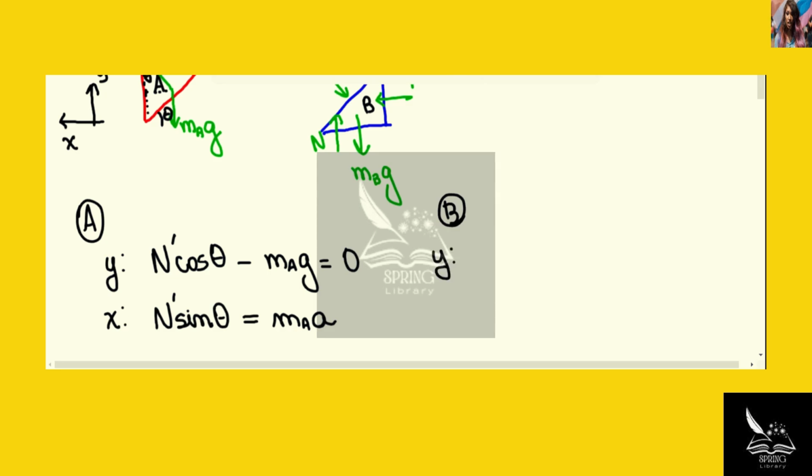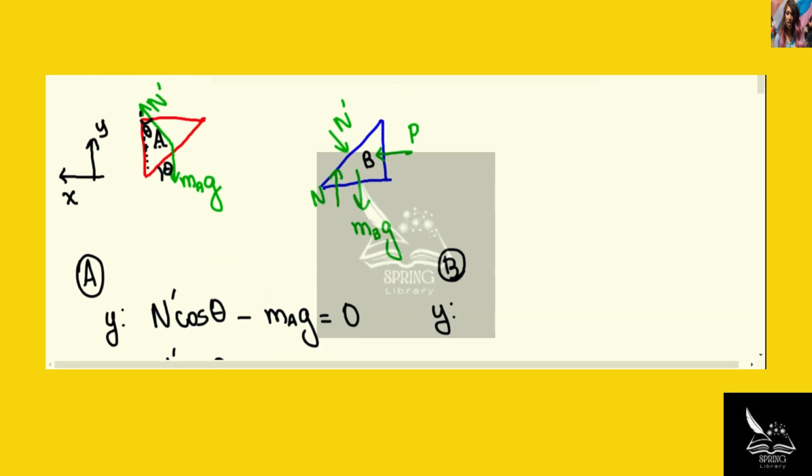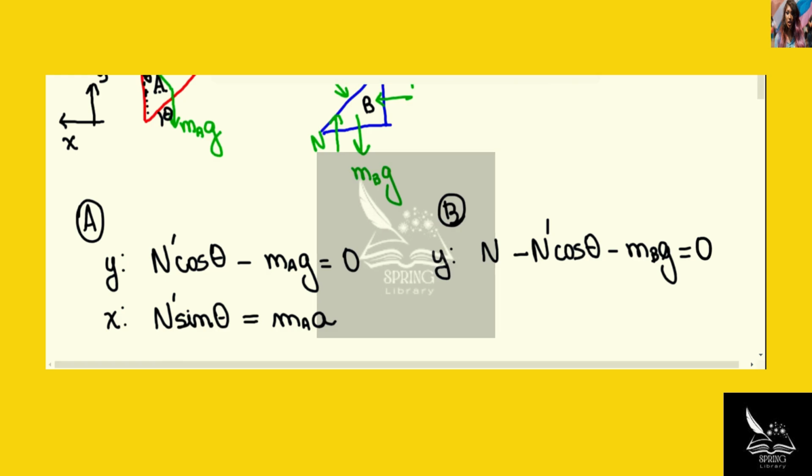For block B, we have in the y direction N acting upwards. Then we have minus N prime times cosine of theta minus MBG, and this is equal to 0. Then in the x direction, we have P minus N prime times the sine of theta, and this is MBA.